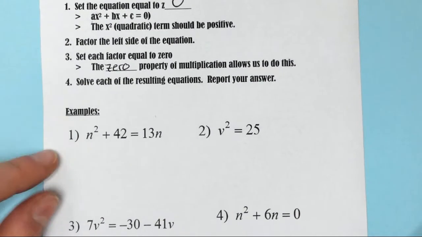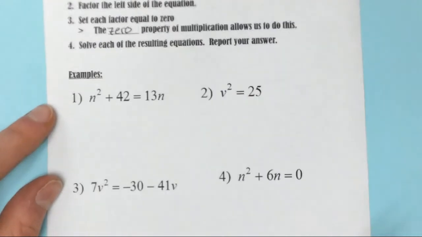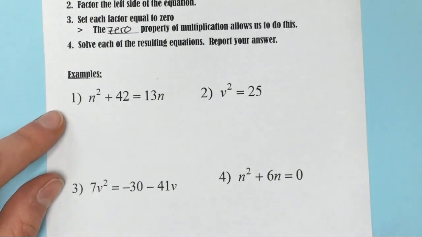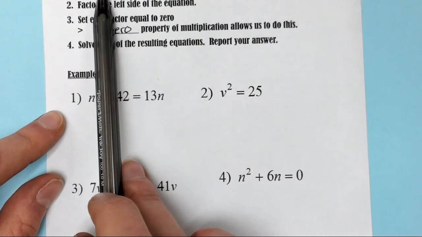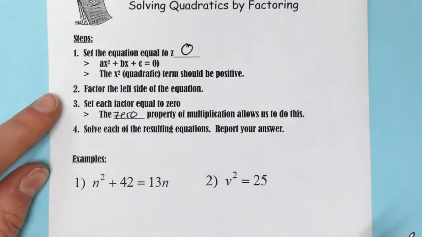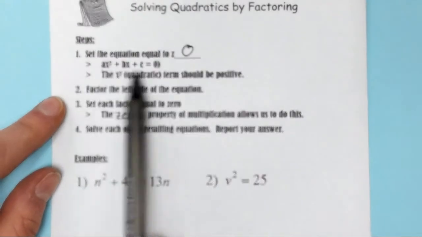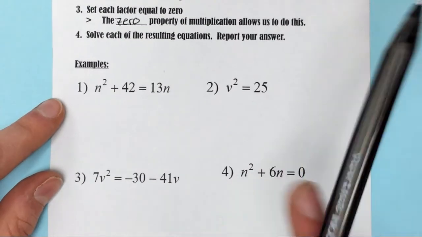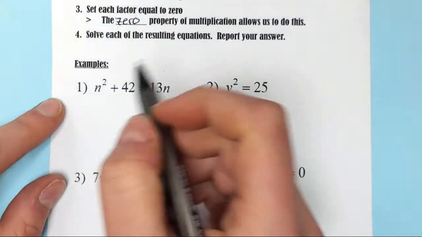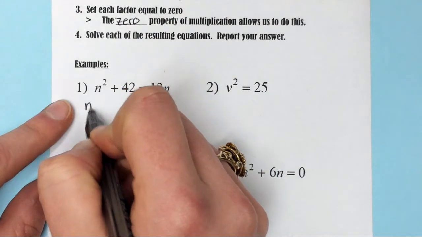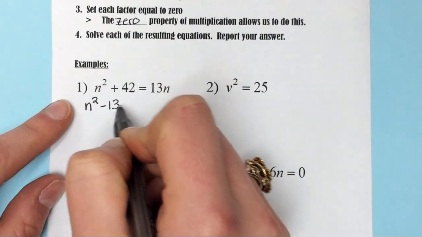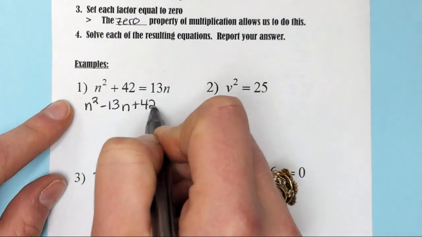Alright, so example number 1. I have n squared plus 42 equals 13n, and I need to put it into the standard form for the quadratic equation, so this form right here. In order to do that, I'm going to need to subtract 13n from both sides. So I would end up with n squared minus 13n plus 42 is equal to 0.